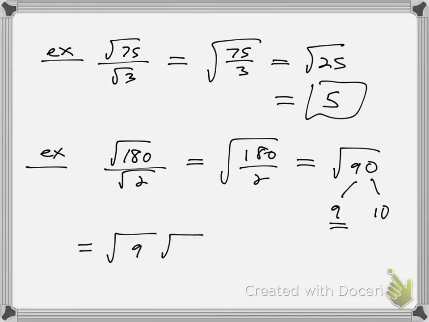So square root of 9 times square root of 10. Square root of 9 is 3, and square root of 10. Okay? It's important to recognize that that square root of 10 cannot be broken down because the only two factors of 10 are 2 and 5 and 1 and 10, and none of those are perfect squares, so nothing would simplify beyond this. Okay, so that's multiplying and dividing.